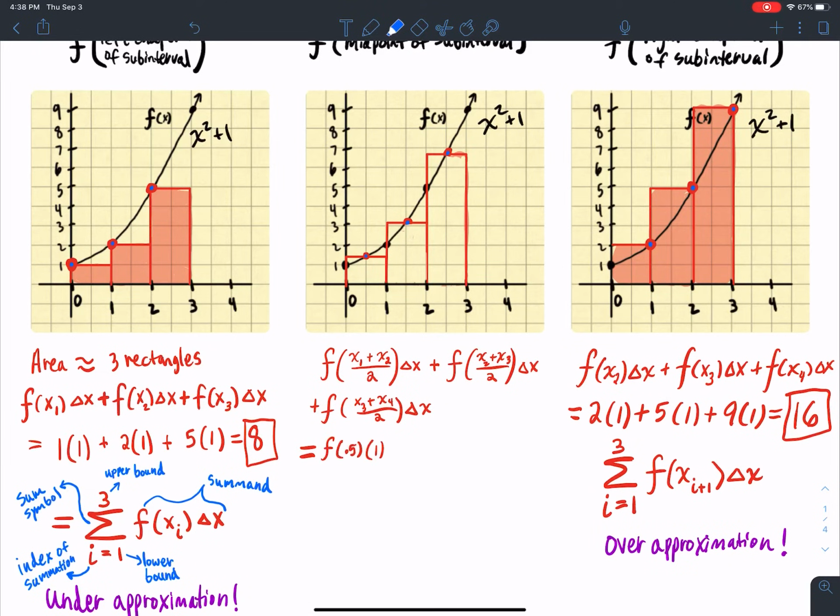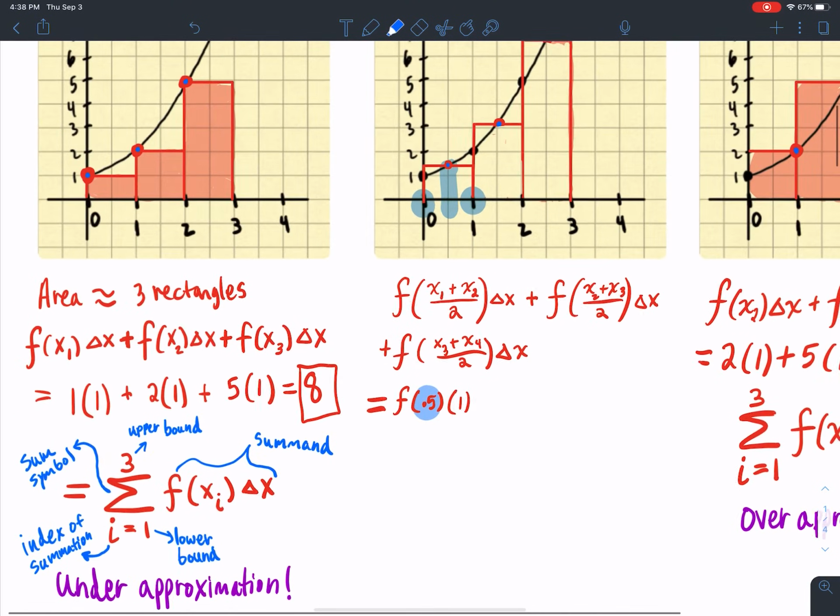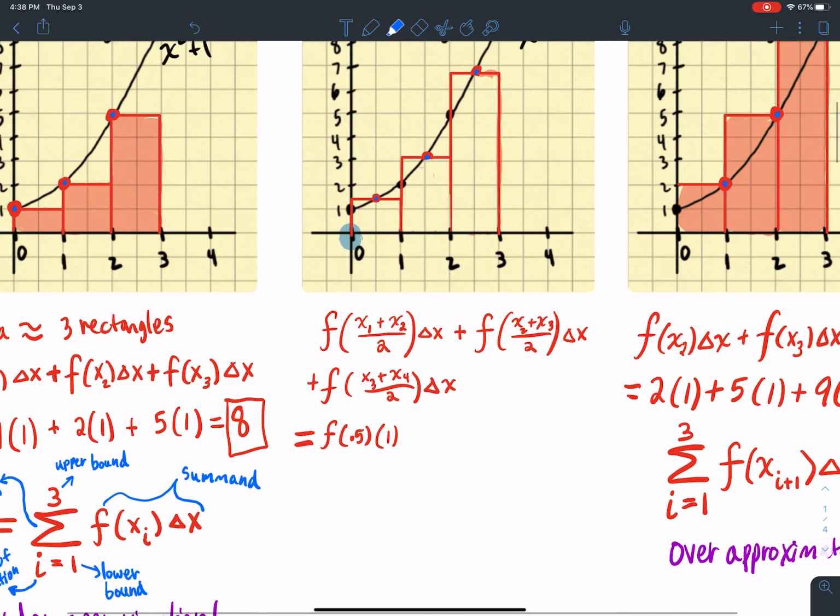So the first one, the average of 0 and 1 is a half. So I plug in 1/2 into my function. So the height of the first rectangle is f of 1/2. The next one, the average of 1 and 2 is 1.5. So f of 1.5. And then the last one, the average of 2 and 3 is 2.5. So I input a 2.5 for that one. So what is this going to equal?